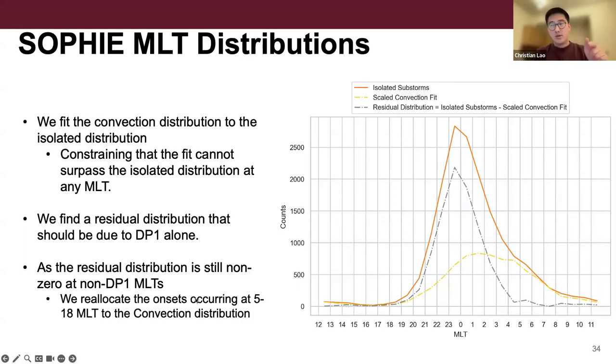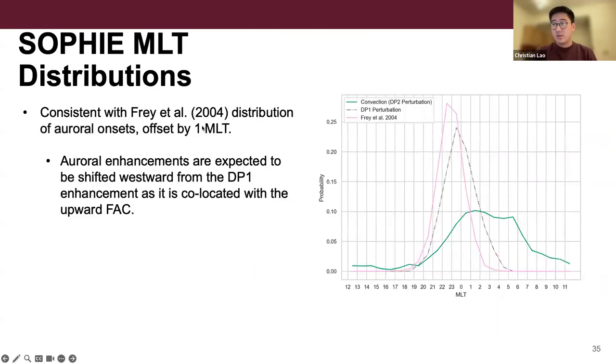So we reallocated those onsets occurring at 5 to 18 MLT to the convection distribution. And this gives us this probability distribution on the right here. So just to go through this plot, there's a lot going on. This is now in probability space, unlike count space like before. So we have in green the convection distribution, consistent with where the DP2 currents flow. In gray dashed and dotted lines, we have our resolved residual DP1 perturbation distribution minus the events at non-DP1 MLTs.